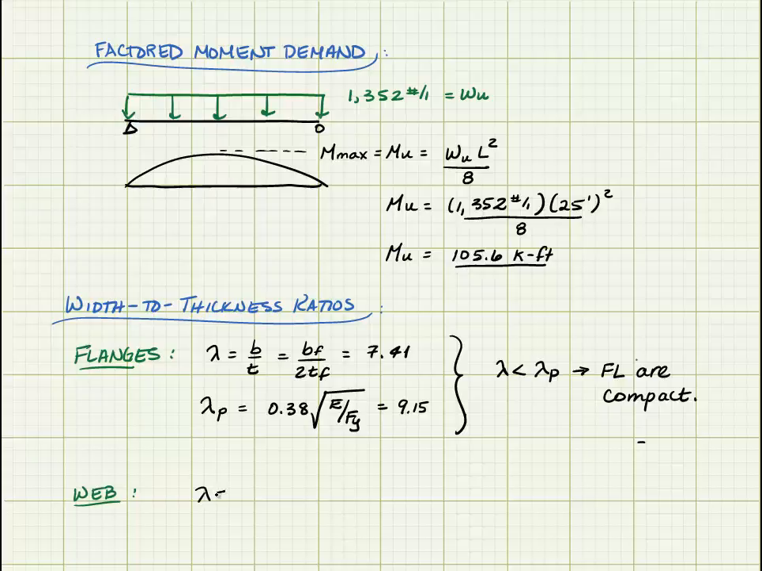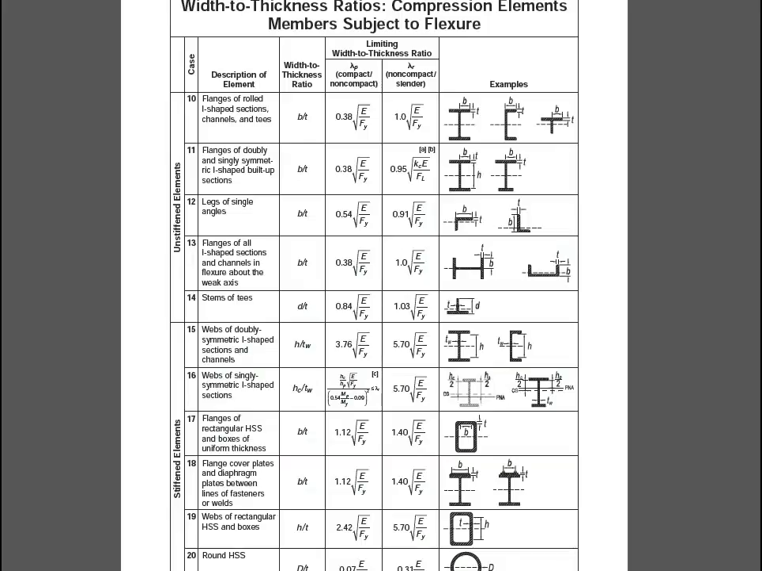Lambda for the web is going to be h over tw. That's tabulated for this shape as 18.7 in part 1 of the manual. And then I need to look up the relationship for lambda sub p again. So I'll flip back to the spec. And now I'm looking for stiffened elements. Here are my stiffened elements.